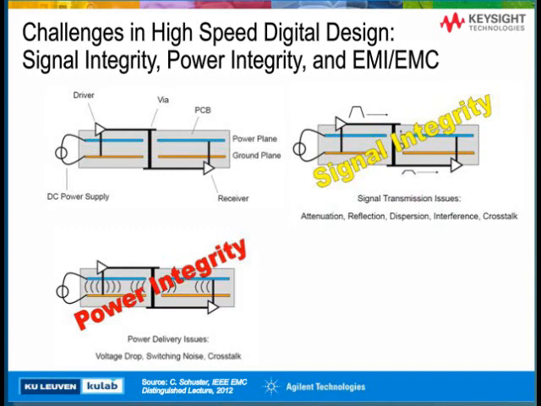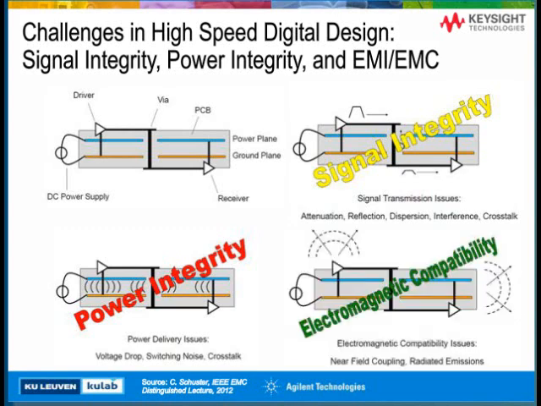In addition to these SI and PI problems, EMI EMC problems also need to be addressed before the product ships. Radiated emission is one of the typical problems design engineers need to address before the design is completed.